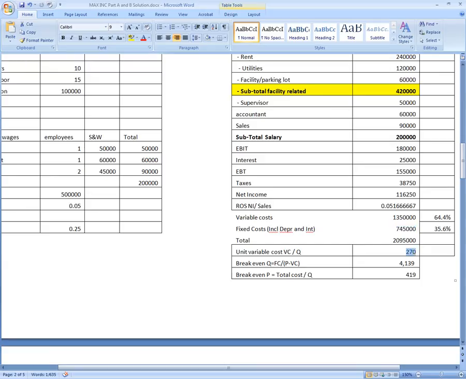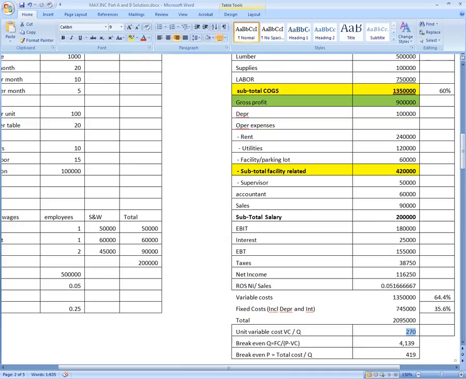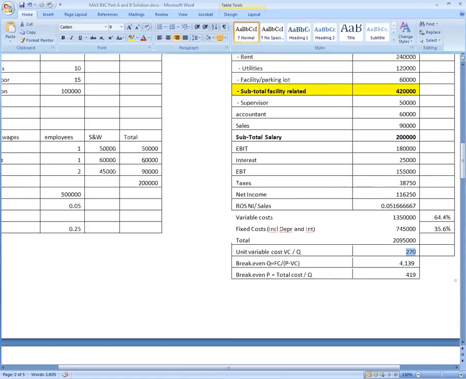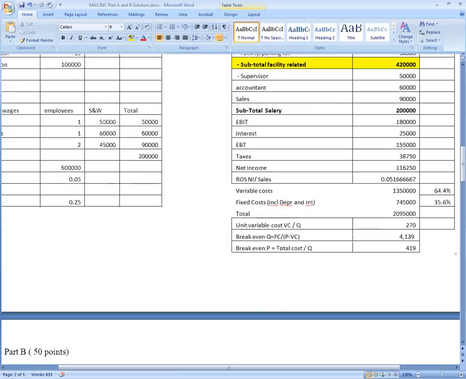The unit variable cost is how much it takes to make each table, which is your lumber, your labor, and your supplies. The easiest way to do that would be to take your total variable cost divided by the quantity, and you get that number. Then you do the formula and you get these numbers. So that was part A.